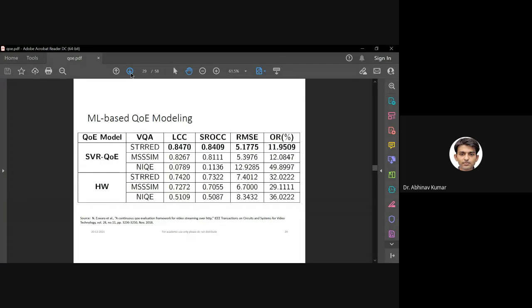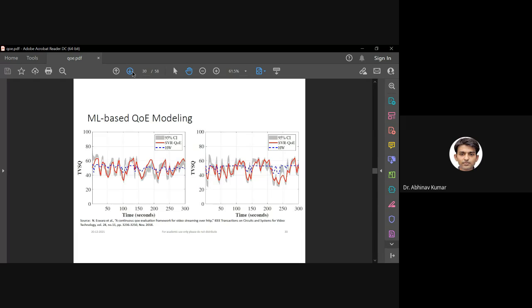And the same can be observed when you compare with other existing models. For example, there was an HW model already available. You can compare the performance, and for all the performance metrics at that point of time, the proposed SVR-QoE turned out to be a much better model, especially with STRED as the VQA metric. We also evaluated across multiple VQA metrics like MS-SSIM or NIQE. This is just a comparison with the state of the art, but it's a reasonable comparison, because HW doesn't capture rebuffering. So it's not able to capture very well the ups and downs, or the valleys, coming from the rebuffering.